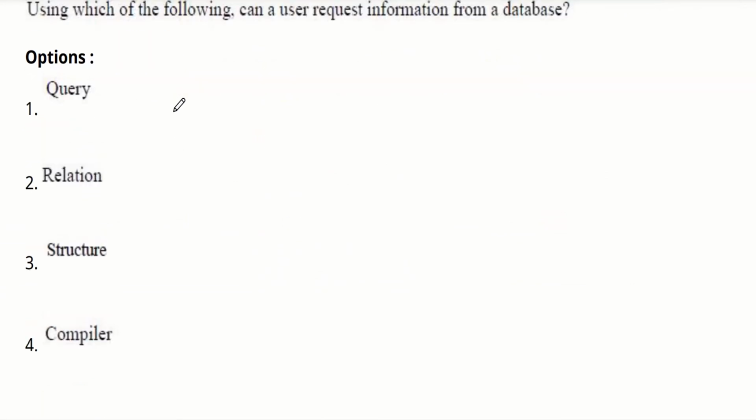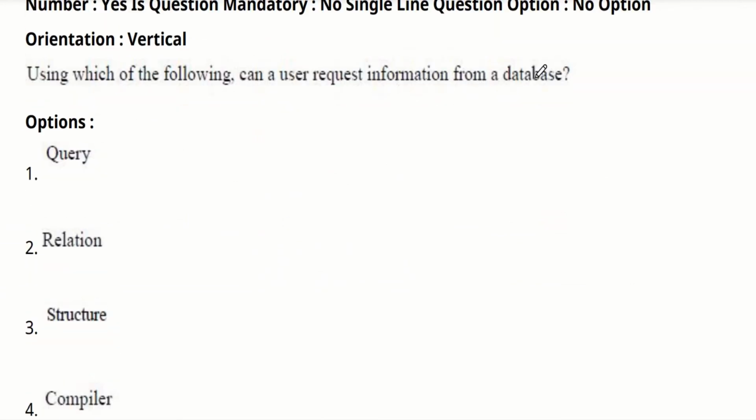Using which of the following can a user request information from the database? The answer is query, because a query executes and gives the information as a result.